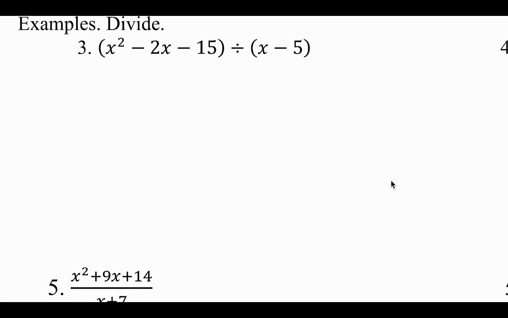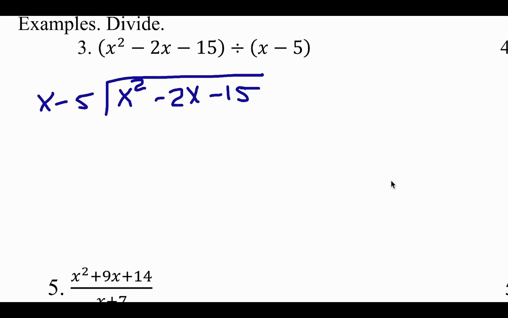Okay, so here we have a problem. We are going to start by dividing x squared minus 2x minus 15 by x minus 5. And the way we're going to do this is that we are going to take our leading term, and we are going to divide it into the first term of the polynomial. So I can see here that x goes into x squared x times.